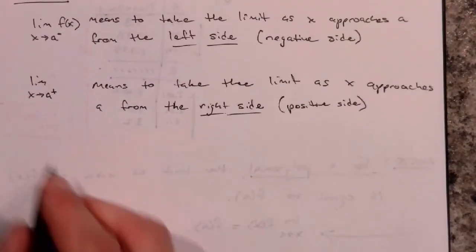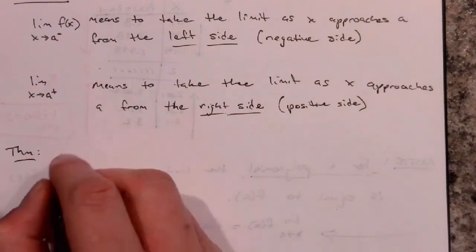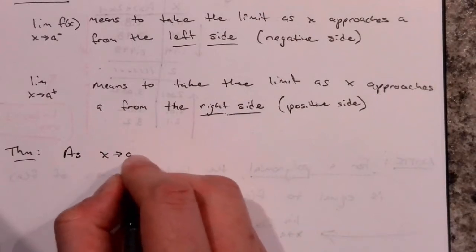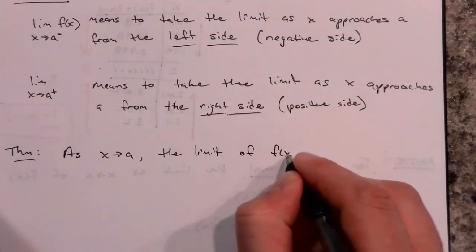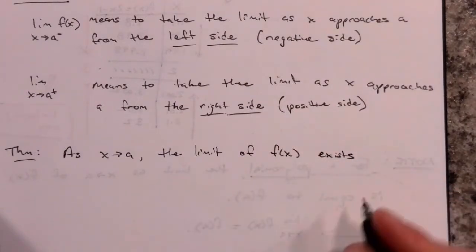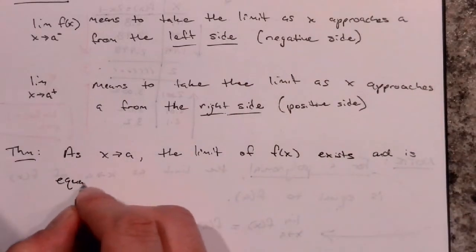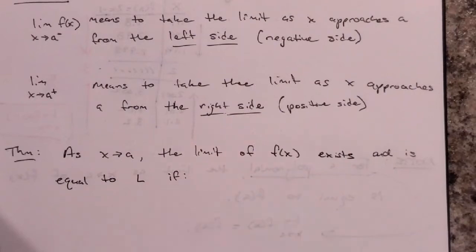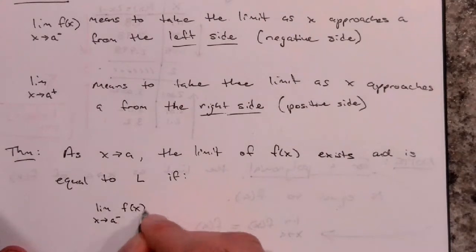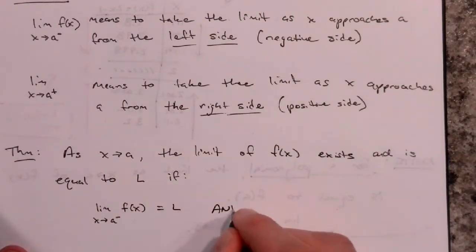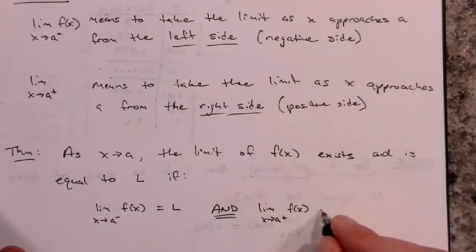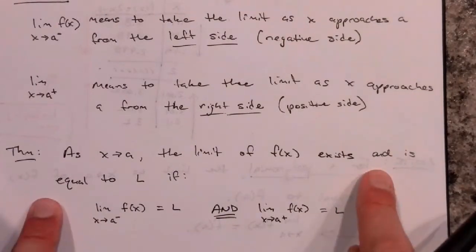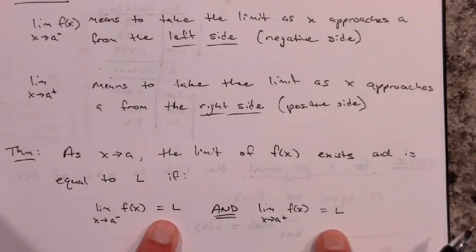So this theorem says, that's something we've already done, as x approaches a, the limit of f of x exists and is equal to L if, now this condition needs to be met, if the limit as x approaches a from the left side, that little negative sign there, of f of x equals L, and the limit as x approaches a from the positive side, or from the right side, of f of x equals L. So, in other words, the limit itself exists if, coming from the left, you go to that y value of L, and coming from the right, you go to the y value of L.